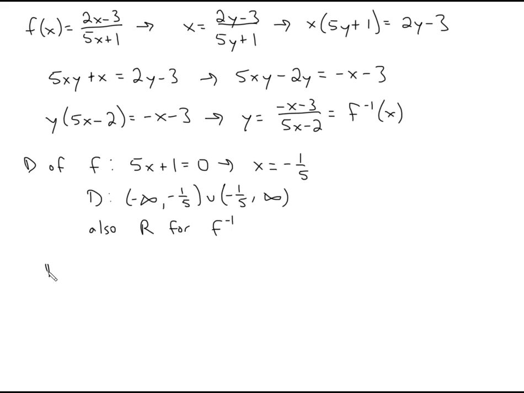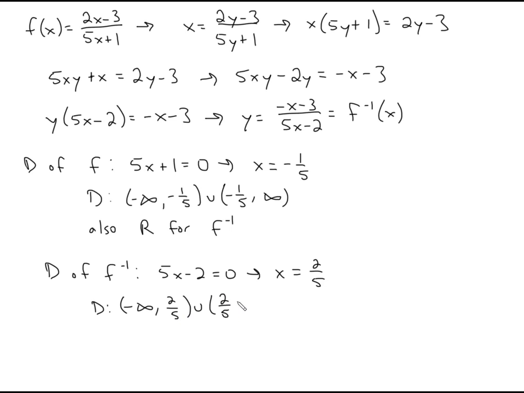Okay, and then to find the domain of f inverse, remember how we do that? Same thing, except just look at the inverse function. So the inverse function was that, so the denominator there is 5x minus 2. Set that equal to 0, solve for x. x is equal to 2 over 5. So that means the domain of this will be minus infinity to 2/5, and then 2/5 to infinity. And this is also the range for the original function.